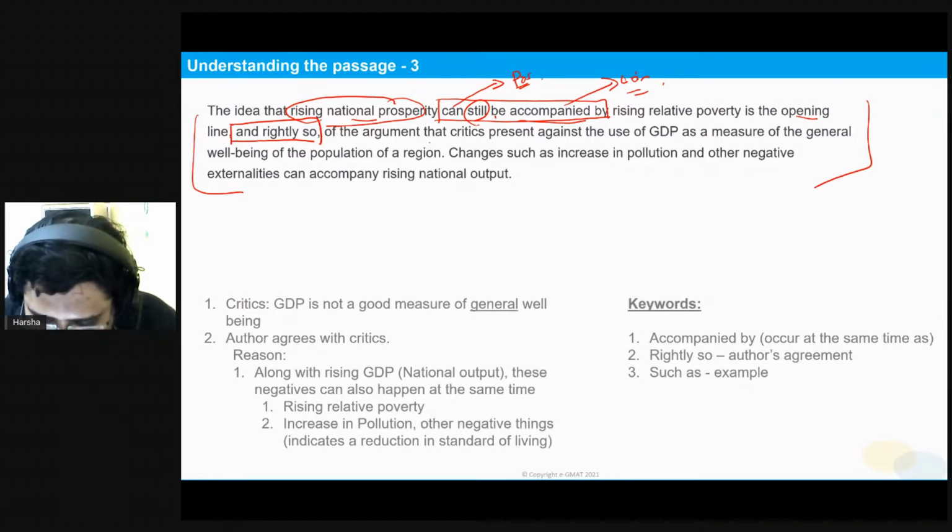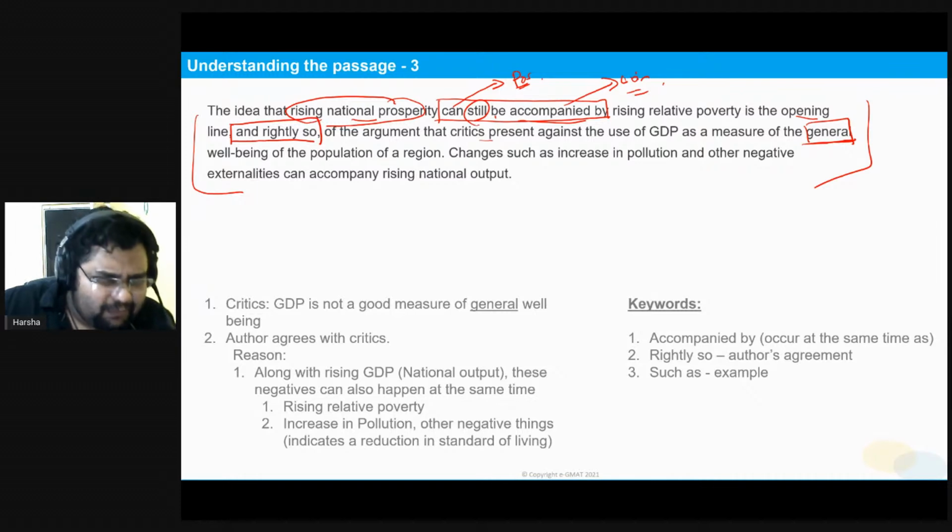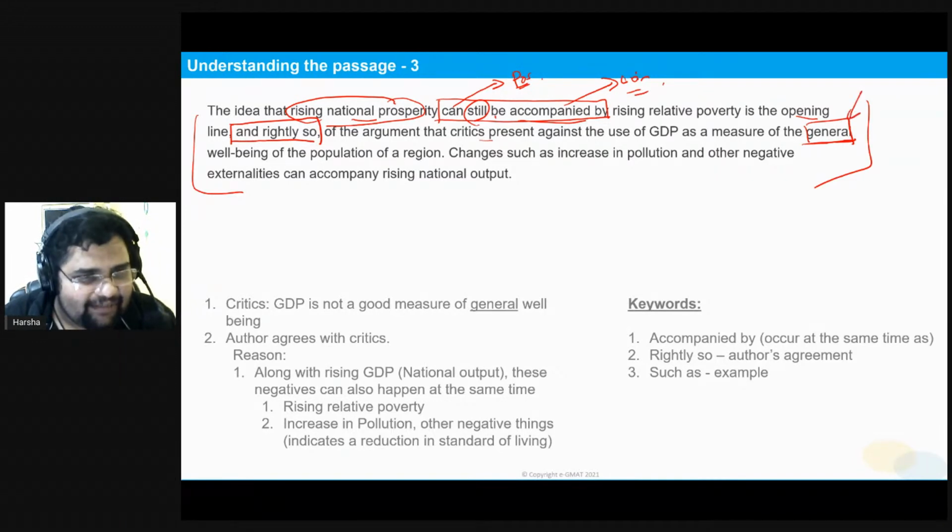So the author's agreement that critics present against the use of GDP as a measure of general well-being. You notice again, there's a difference between paragraph 1 and paragraph 2, right? What is that difference being presented here? Paragraph 1, the core focus was economic well-being. It's all about the financial and economic stuff. Here he's talking about non-economic stuff, general well-being.